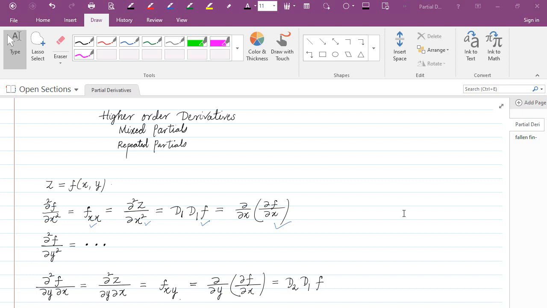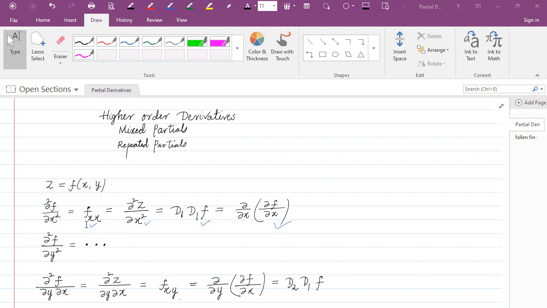Welcome back. We will be looking at mixed partials and repeated partials now. Let z be equal to f of xy. We define the symbol here, which is read in this way. This is the second partial derivative of f with respect to x twice.